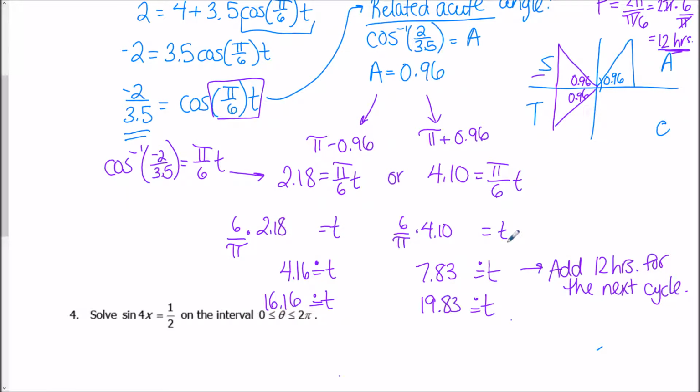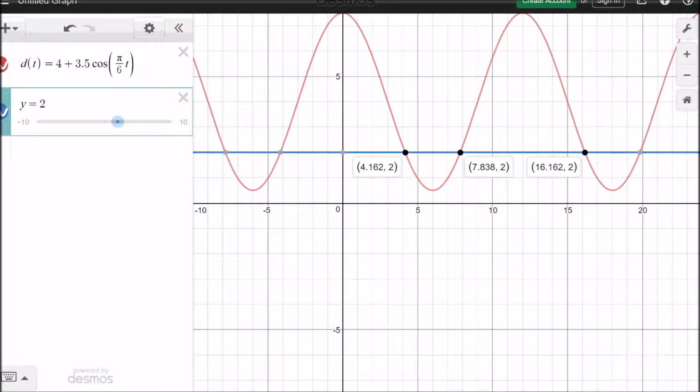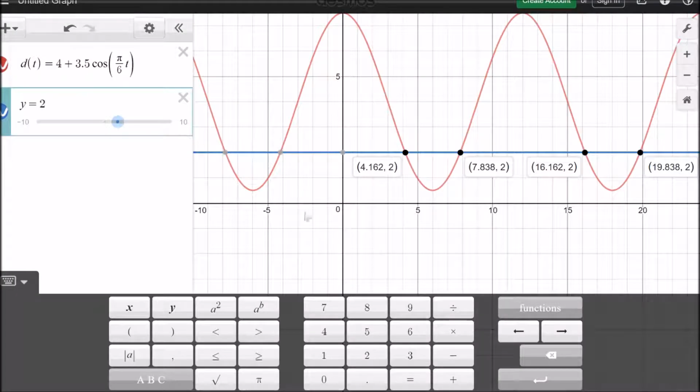Okay, so now let's just get a visual of what this will look like on Desmos. So if I were to look at it on Desmos, I've graphed out my graph right here, and I know it needs to intersect at y equals 2. And I'm looking at it just between 0 and 24 hours because we're looking at it in one day. And as we can see, all the intersection points that we got as our answer right here all work right here.